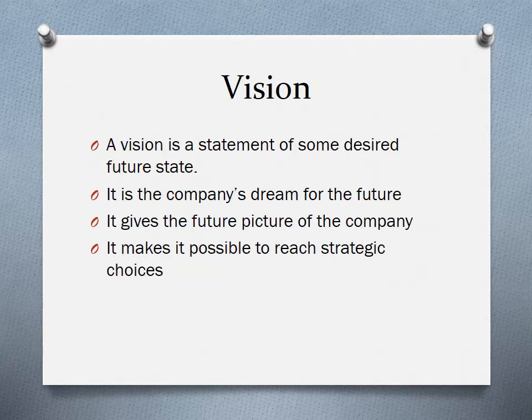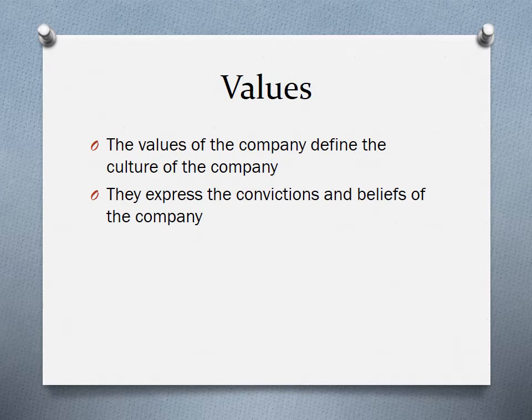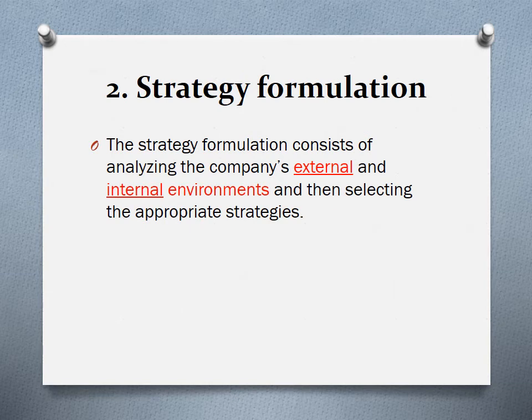The vision of a company is a statement of some desired future state. It is the company's dream for the future. It gives a future picture of the company. It actually makes it possible to reach strategic choice. The values of a company define the culture of the company. They express the convictions and beliefs of the company.